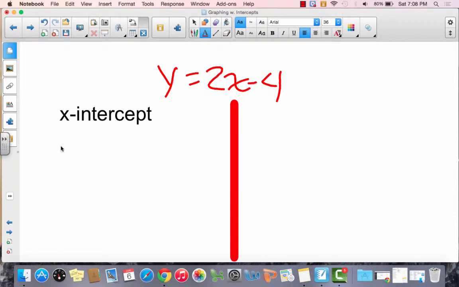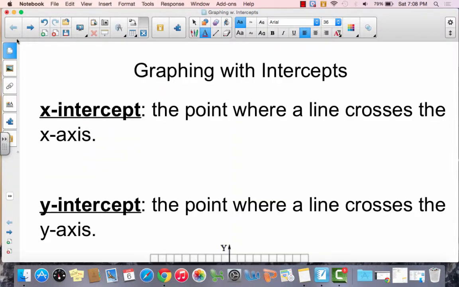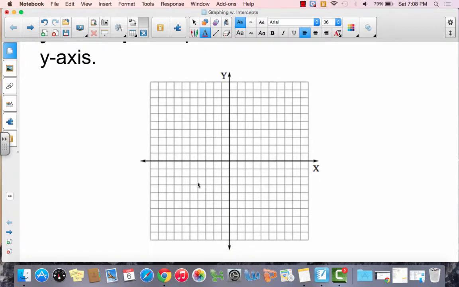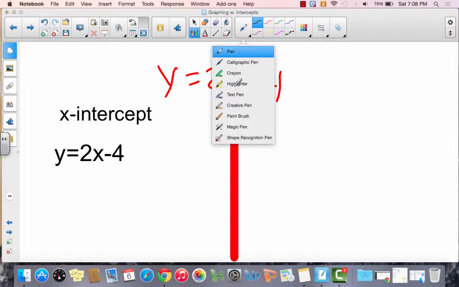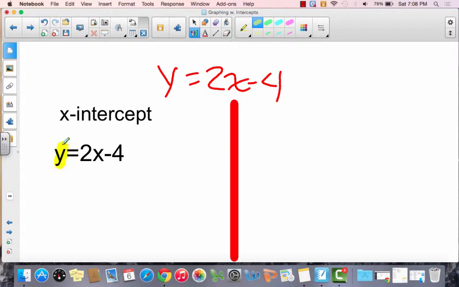And the way I do that is I start with my linear equation, y equals 2x minus 4. If I think about my coordinate grid, I'll go back to a picture of it here. Any point that were to sit on the x-axis, no matter what that point is, would have an ordered pair with the y-coordinate being 0. So, since that's true, what I will do is I will replace the y in my equation with a 0.